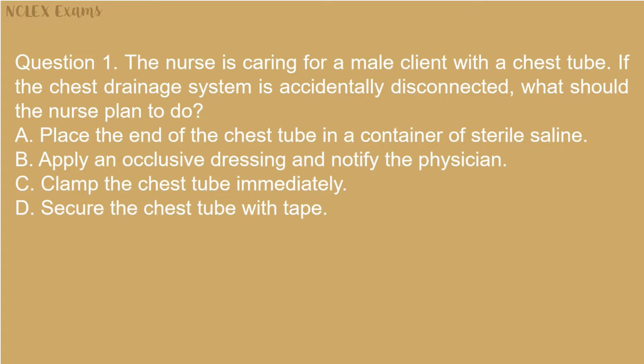Question 1. The nurse is caring for a male client with a chest tube. If the chest drainage system is accidentally disconnected, what should the nurse plan to do? A. Place the end of the chest tube in a container of sterile saline. B. Apply an occlusive dressing and notify the physician. C. Clamp the chest tube immediately. D. Secure the chest tube with tape.